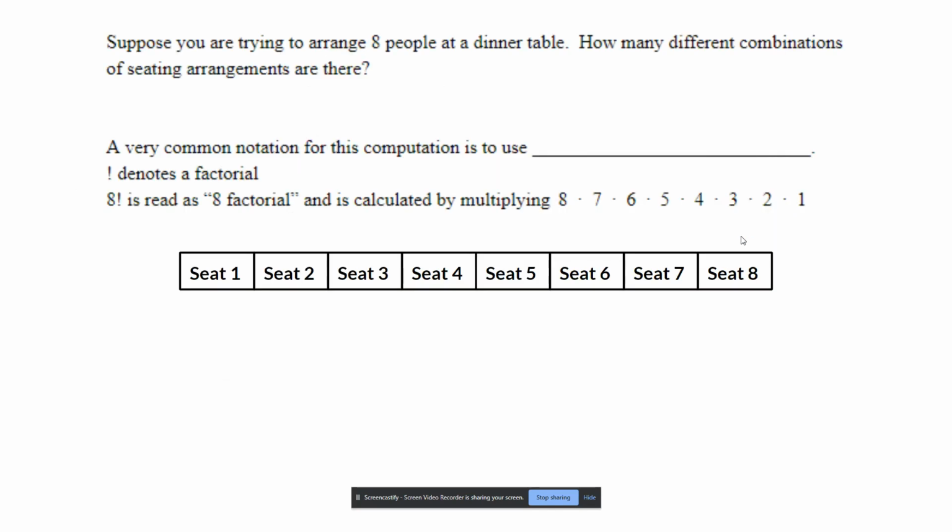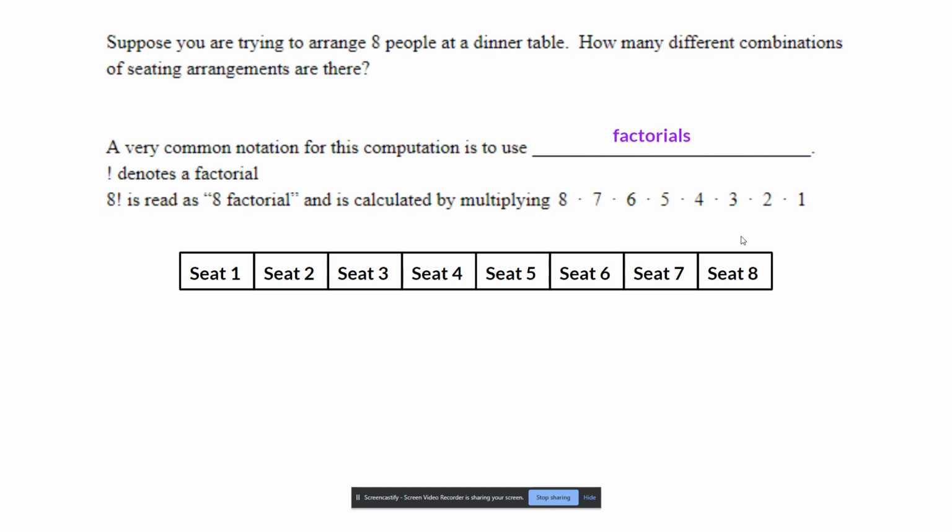Now, a little different. Suppose you're trying to arrange 8 people at a dinner table. How many different seating arrangements are there? That would be 8 times 7 times 6 times 5. There's a different way to do this, and it's called a factorial. A very common notation for this type of computation, where you just multiply going down from that number, 8 times 7 times 6 times 5 and so on, is factorial. An exclamation point denotes factorial.